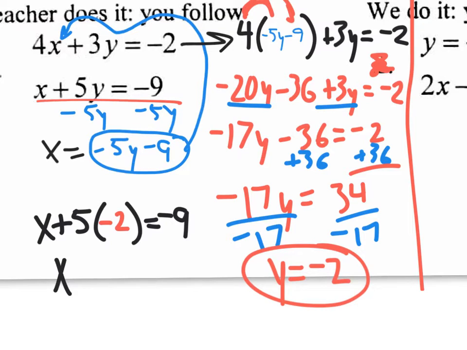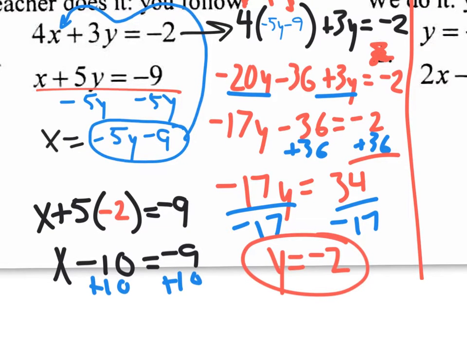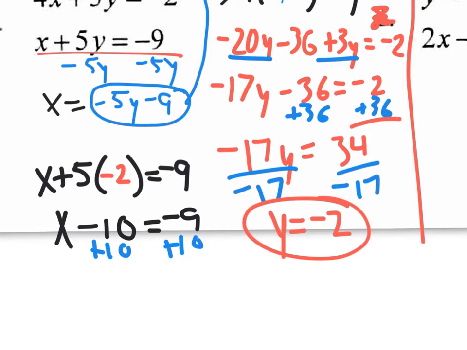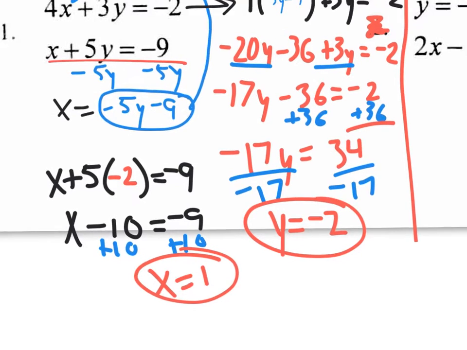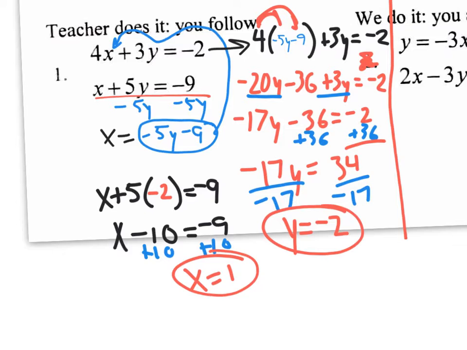And we end up with x minus 10 equals negative 9, which means that plus 10, x will equal 1. So x equals 1. So my coordinate, my solution to the system is 1 comma negative 2. If I were to graph both of these equations on an xy plane, they would both intersect at the coordinate 1, negative 2.